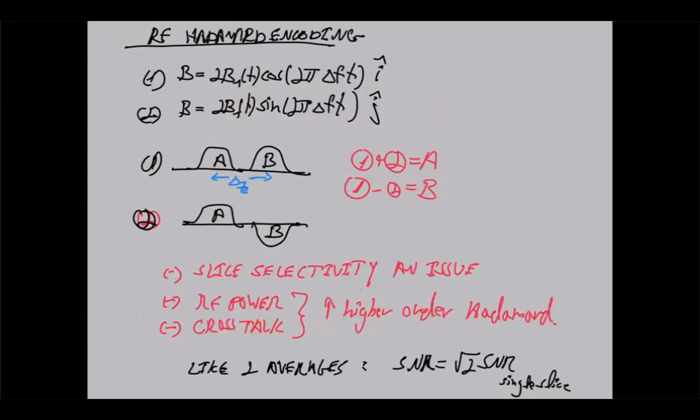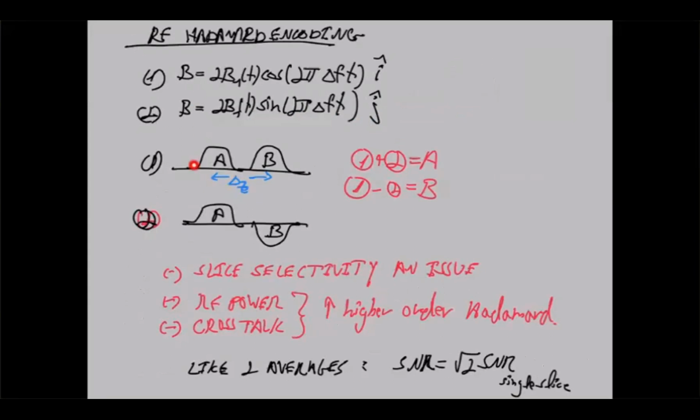Okay, so that is a single slice, and that's great, or multiple slices. But here's a slightly different situation that I'm going to talk about, and this is called Hadamard encoding. But the idea can be extended to other types of encodings.